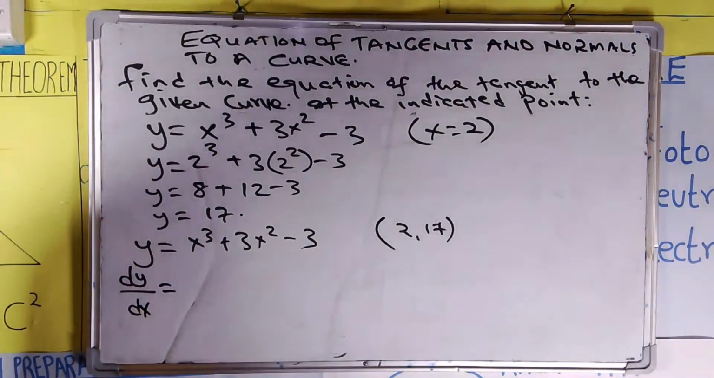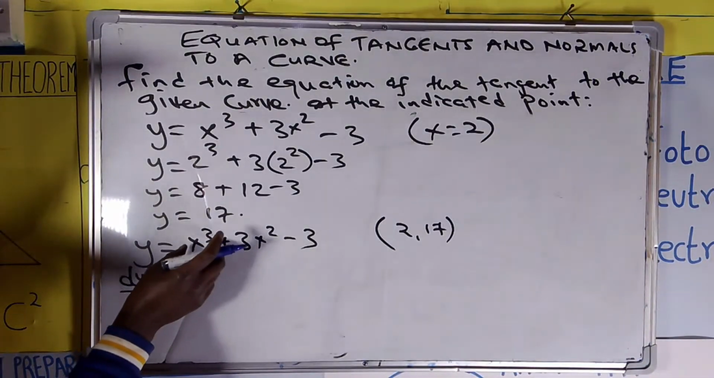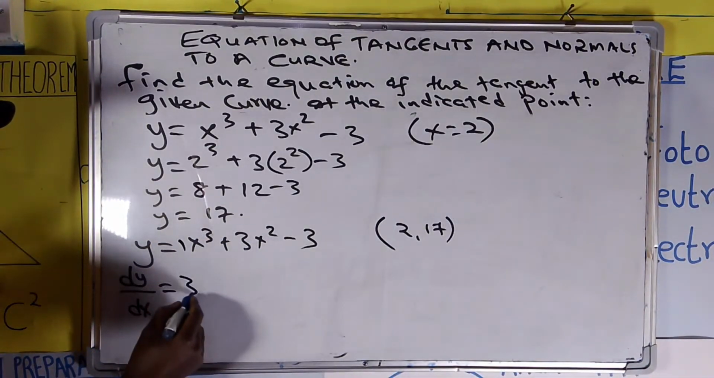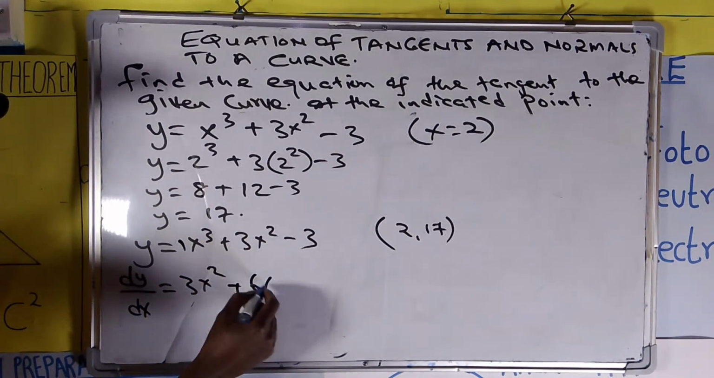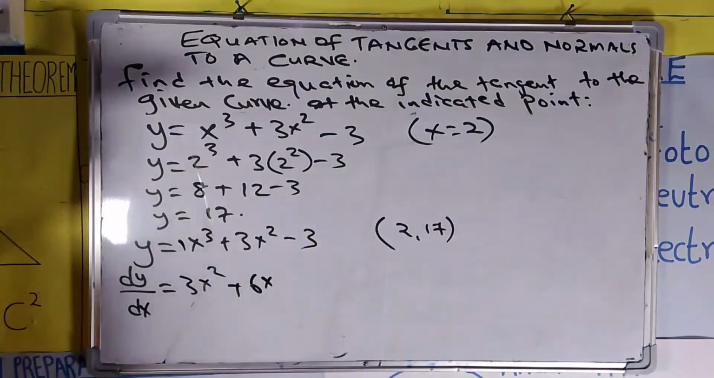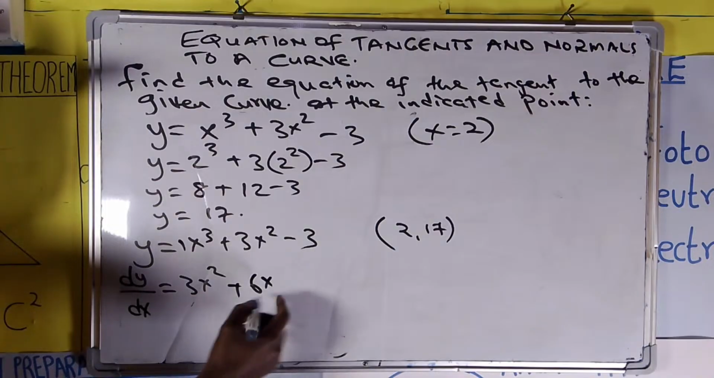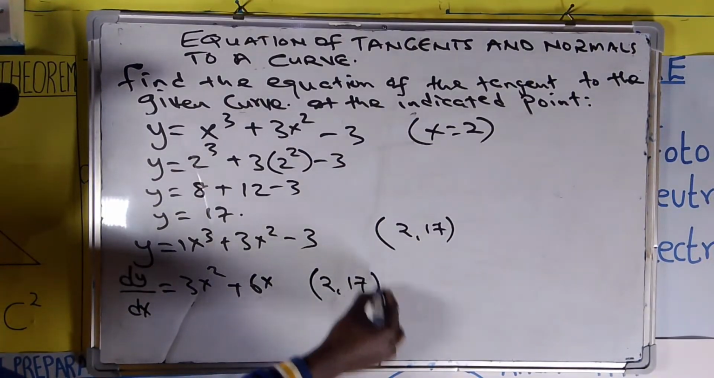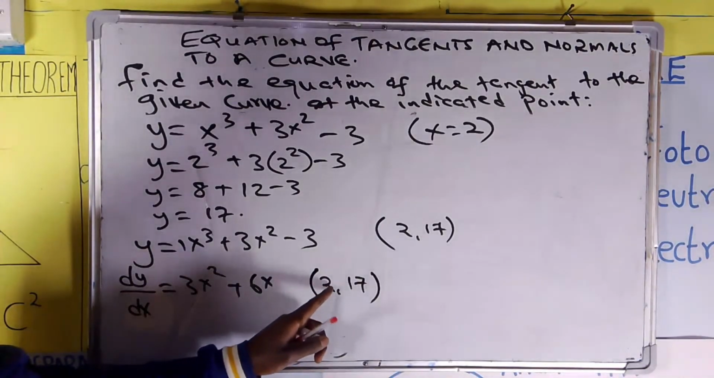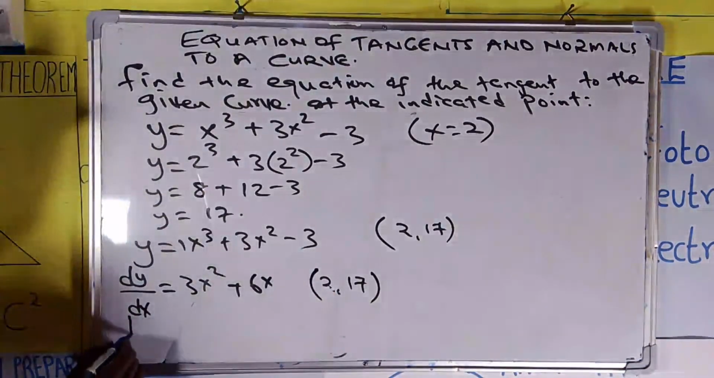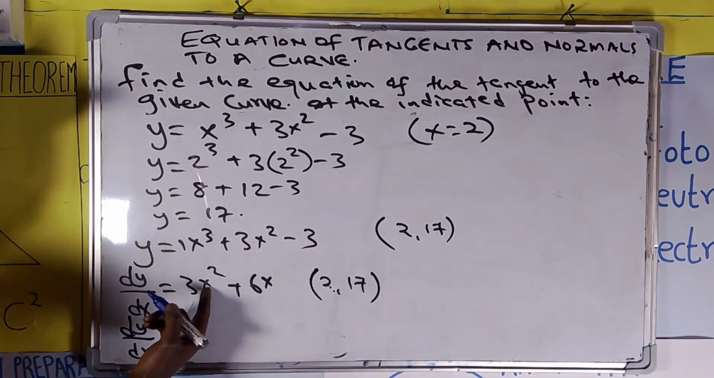So for you to determine dy over dx, you know it is obviously 3 times 1 is 3x squared, then plus 2 times 3 is 6x, then the 3 constant itaisha. So we will get that, and in this point our coordinates are 2, 17. We will find dy over dx when x is 2. So dy over dx when x is 2 will be 2 squared is 4.